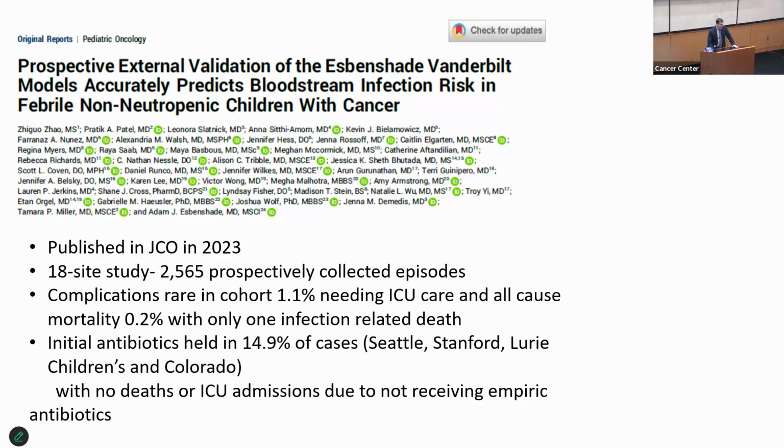Initial antibiotics were withheld in 14.9% of cases. These were largely people from Seattle, Stanford, Children's Lurie, and Colorado while you all were still doing that. And there were no deaths or ICU admissions due to not receiving empiric antibiotics.